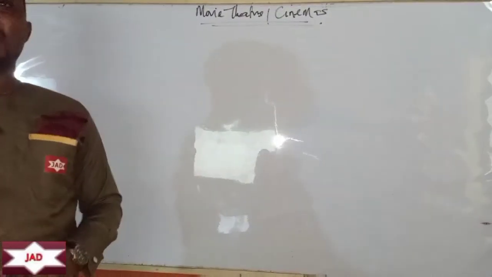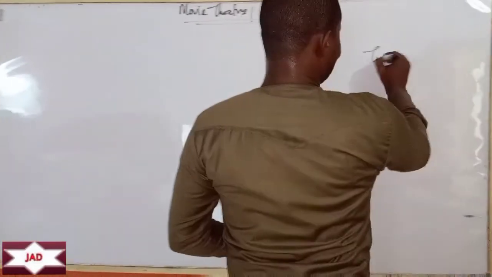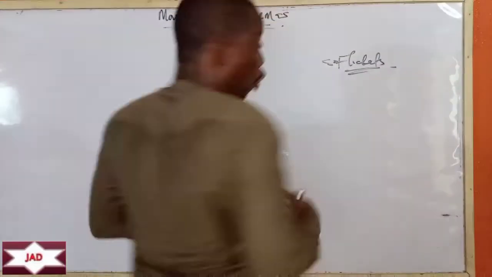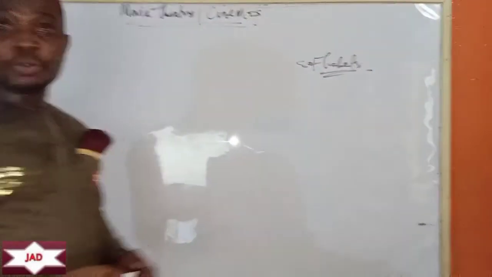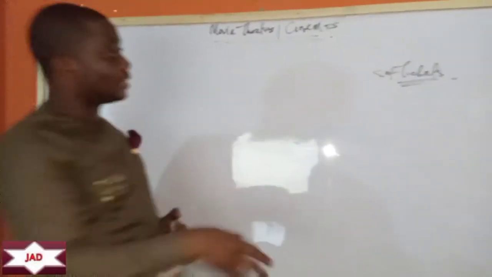So basically, you can say that cinemas make their sales from what? From tickets. Okay, so that's sale of tickets, or you can say sale of spaces, because you need space to sit down to watch the movie. So basically, it is a ticket that allows you space into the hall. So basically, you can say sale of tickets.